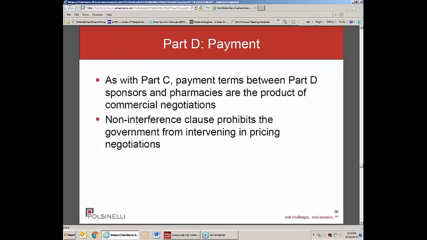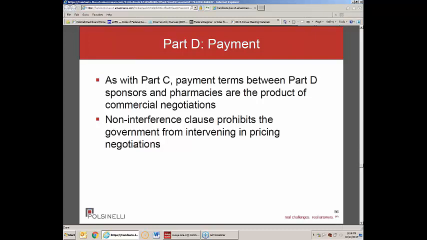And as far as payment under Part D, as with Part C, the Part D plans negotiate directly with the contracted pharmacies. So the payment terms are not generally known to us, but they're the product of commercial negotiations between the plan and the contracted pharmacies.